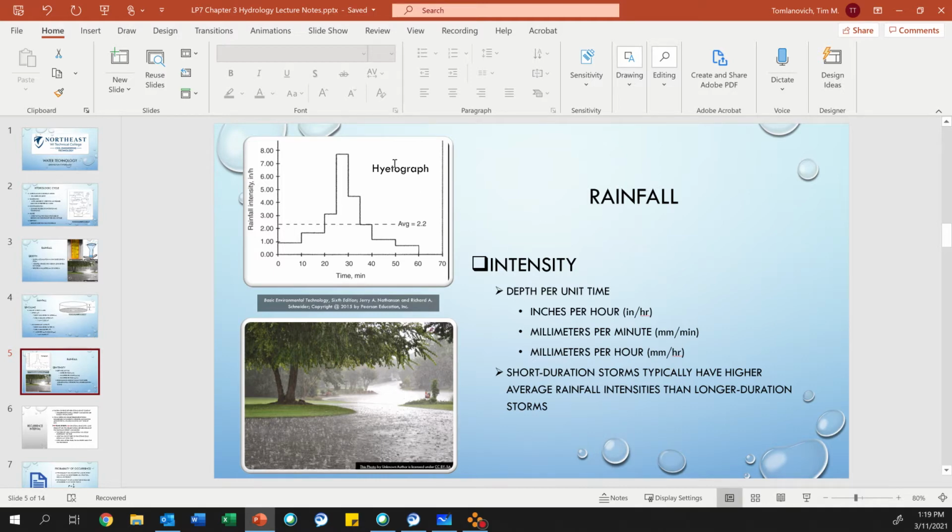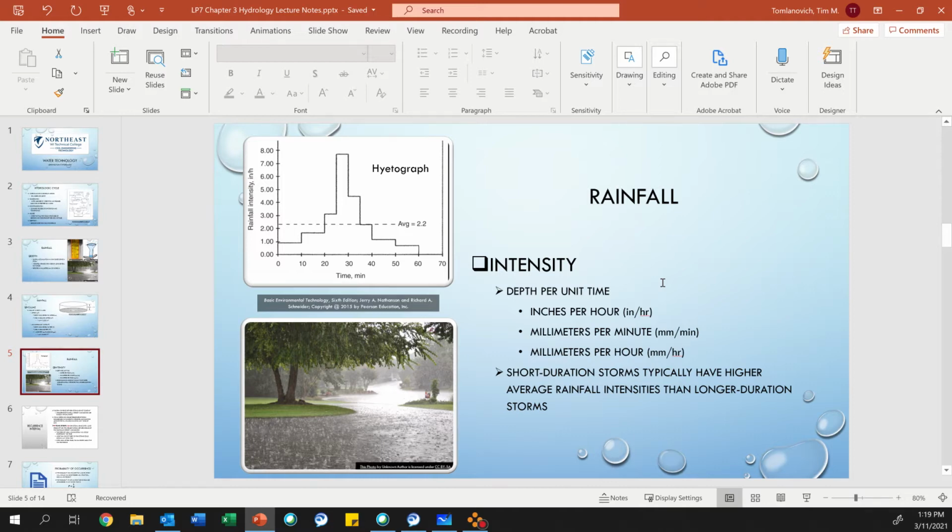So in the upper left-hand corner here, it's something called a hydrograph. Basically, it's measuring the intensity of the rainfall versus the duration of time. Okay, so we can use that for our design. And typically, short duration storms, those storms that come through here, have higher average rainfall intensities than longer duration storms. So typically that's what we're seeing.